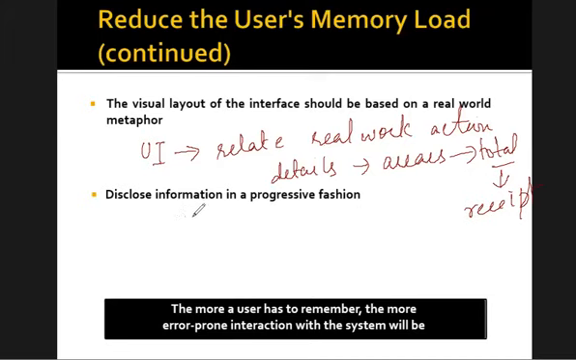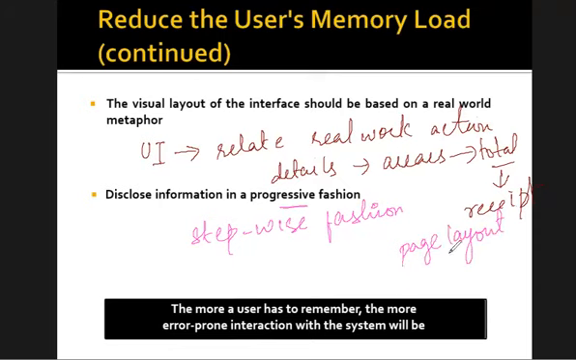Then the next one is disclose information in a progressive fashion. Progressive fashion means the information should be displayed in a stepwise fashion. If you select some specific action, it is not going to give you all the features. If you want page layout options, you go to page layout, and then within the page layout drop down you can have different options for some specific document. That information should be presented hierarchically.